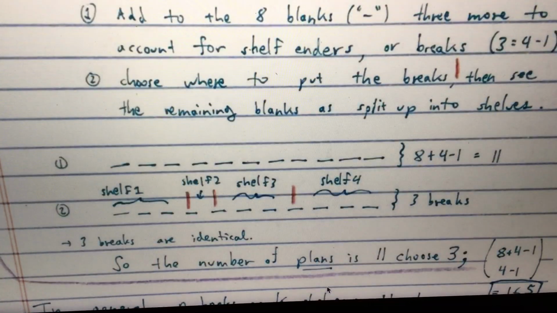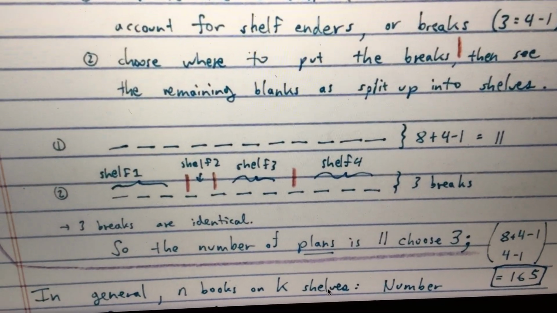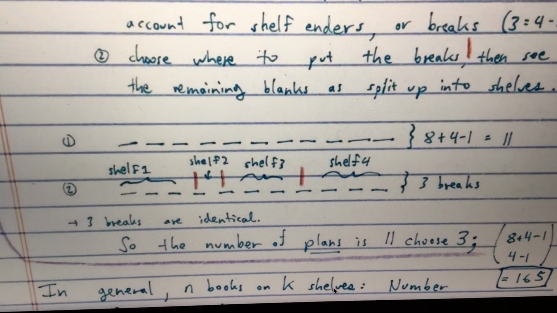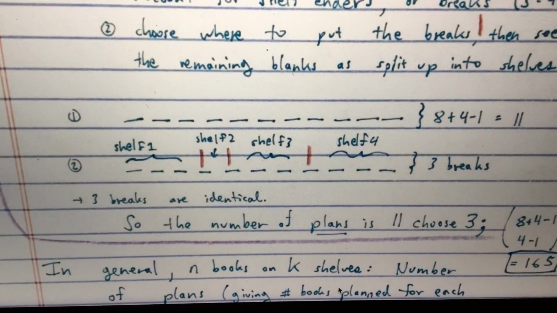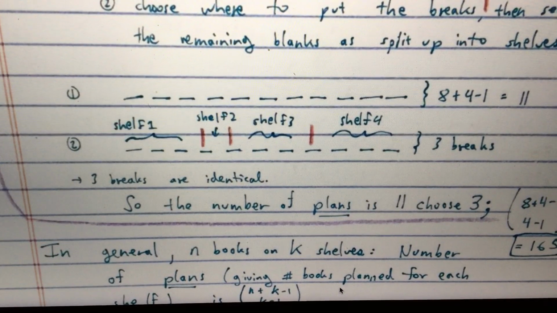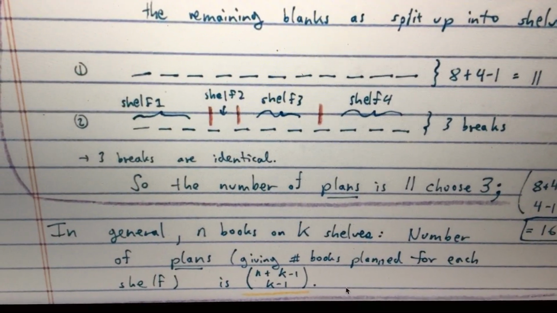And the number turns out to be 165. In general, n books on k shelves, the number of plans, giving the number of books planned for each shelf, is n plus k minus 1, choose k minus 1.